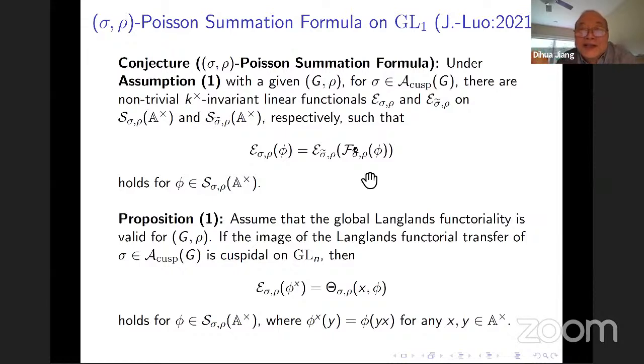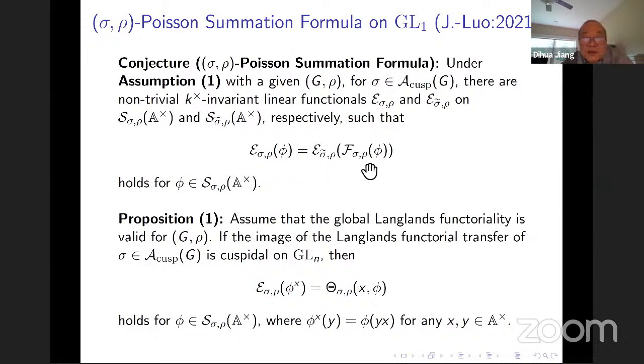Sorry, I shall erase this now. Maybe you can say a word or two about how the local assumptions imply this conjecture, which is completely global. Yes, this is a statement or conjecture. I'm going to explain how to define this space. In the definition, in the process, you will see how this local Langlands conjecture will apply later on.